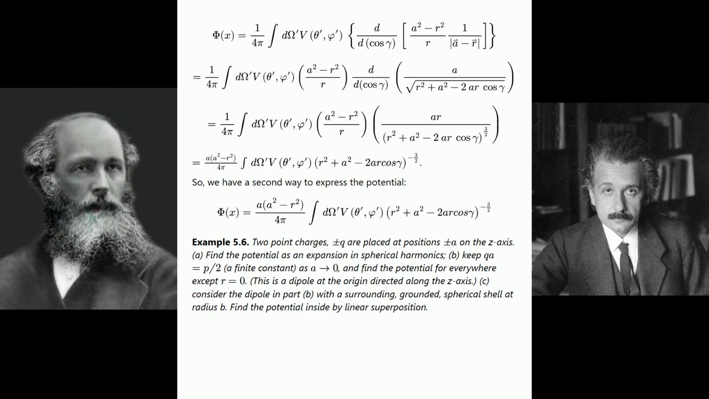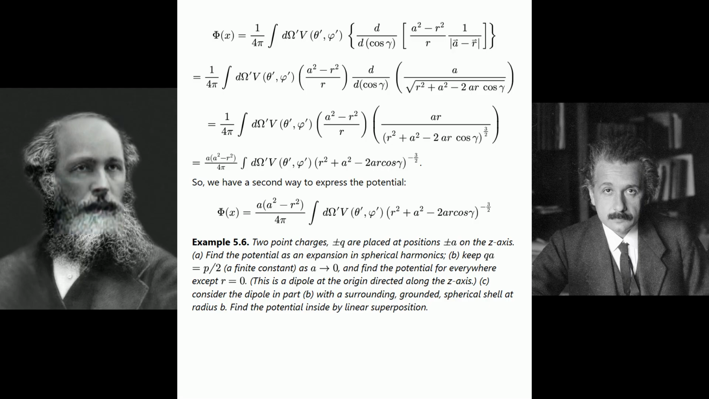See the equation shown. Example 5.6. A. Two point charges, plus or minus q, are placed at positions plus or minus a on the z-axis. Find the potential as an expansion in spherical harmonics. B. Keep qa equals p divided by 2, a finite constant, as a goes to 0, and find the potential for everywhere except r equals 0.